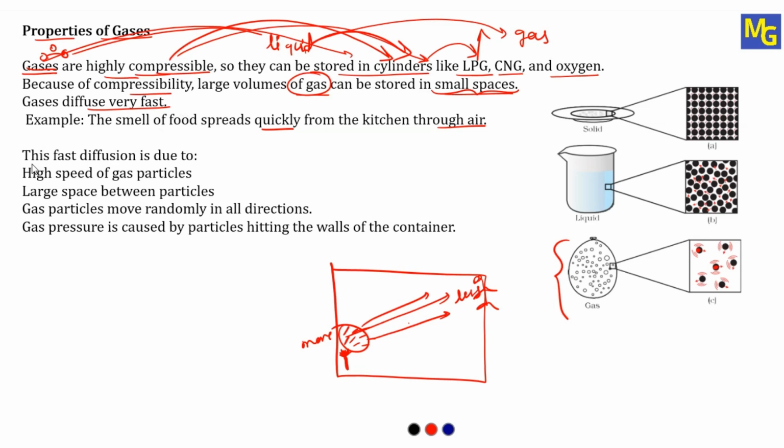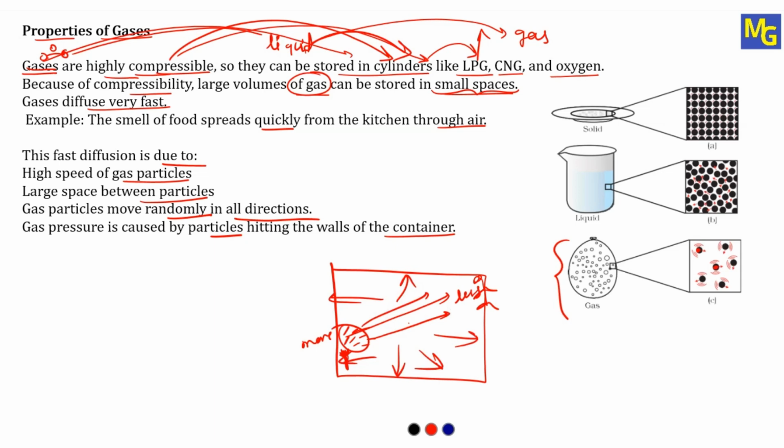Now this fast diffusion is due to the high speed of gas particles and the large space between the particles. Gas particles move randomly in all directions, and gas pressure is caused by particles hitting the wall of the container. Because these gas particles move everywhere randomly, they will hit the wall of the container, or the wall of the room in which they are present. So these are the properties.